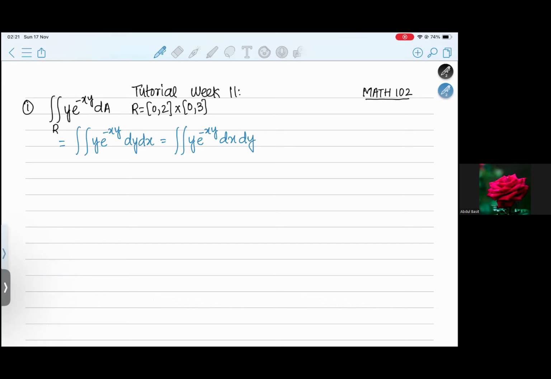In the left case, we are integrating with respect to y first, so I need to write the limits of y first as well. And then with respect to x, so the limits of x will be outside. On the right side, we are integrating with respect to x first, so the limits will be from 0 to 2. And then with respect to y, the limits will be from 0 to 3, right?